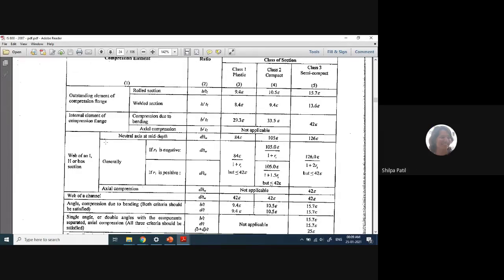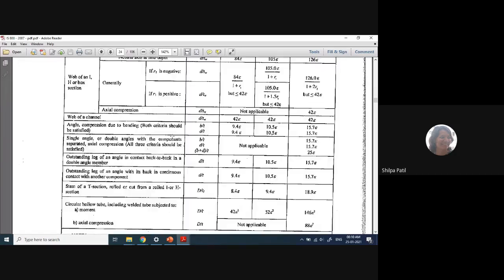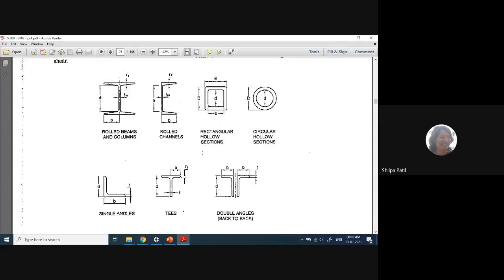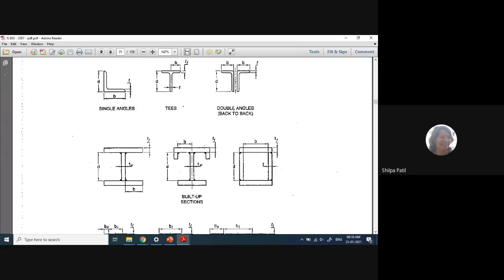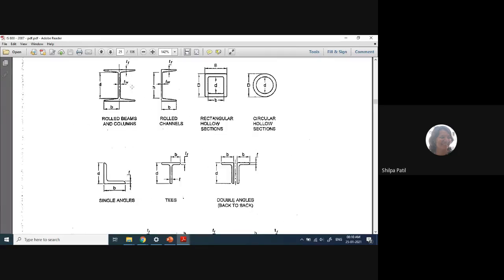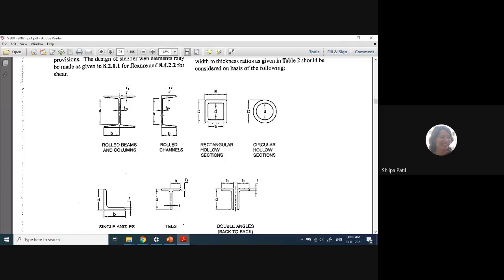Now coming to the next part, we have discussed the flanges of the I and channel sections. Now we'll come to the web of an I, H or box section. So for I section, channel section, box section, T section, and H sections, which are not shown here in this diagram, the depth of the web, D or H, is denoted in the diagram. Accordingly, you have to choose the appropriate value and find out that ratio.